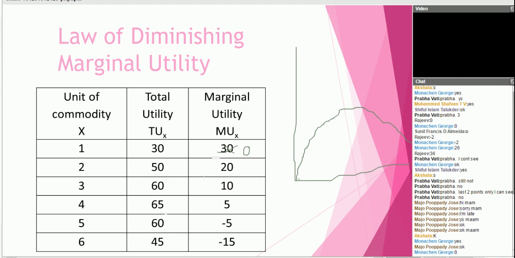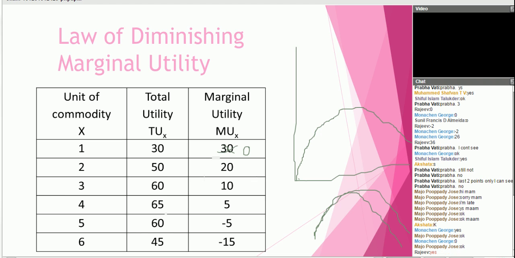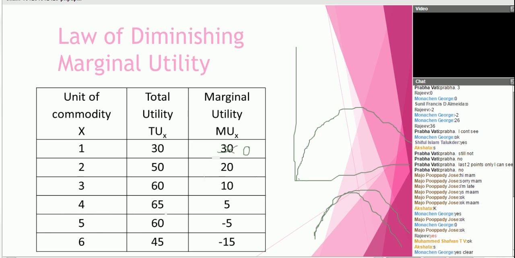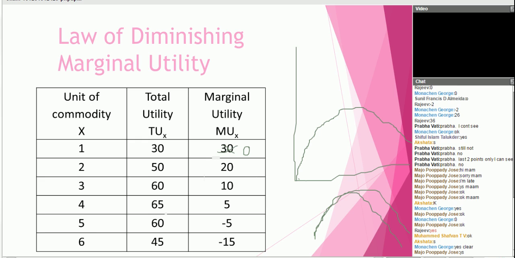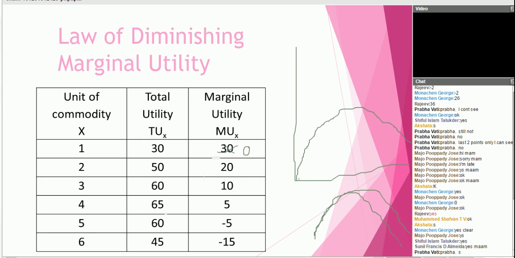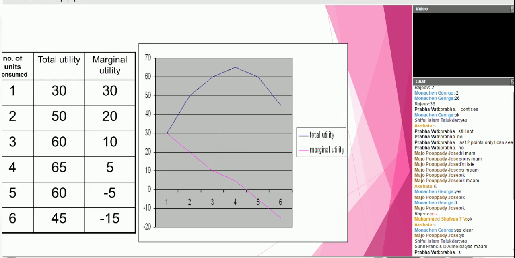Did you all get it, why it is having this shape? Actually, it has not been drawn properly. It will have a shape like this, a reverse U. Did you understand why it is so? Because initially the marginal utility is increasing, then it is becoming a little constant, and then it is going down. That is why. Fine. So far, is everything clear to everybody? Does anyone have any doubt? Should I go ahead?